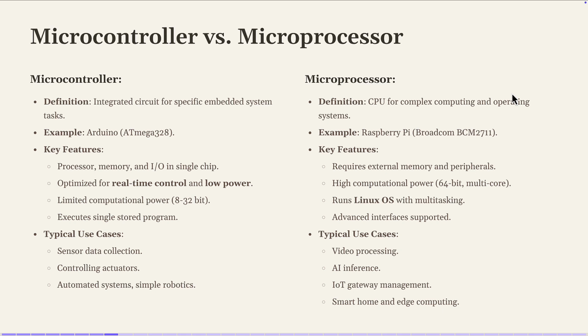This is why this type of device, microcontrollers, is very specific to do only one category of operation. They are not meant to do multi-threading or multitasking, many tasks at a time. They cannot do that. Their task is very specific. Okay, so with a microprocessor, we can do video processing, AI inference, IT gateway management, and even whole smart home edge computing. So we can use it for edge processing. It can do advanced computation.